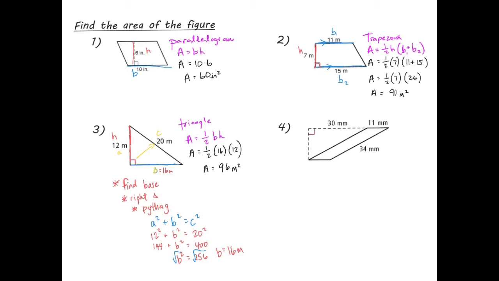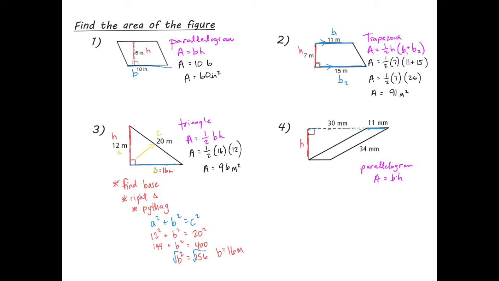And over here on number 4, we're dealing with a parallelogram. Oops, can't spell. There we go. And the formula is area equals base times height. Now you're going to notice on this one, I've got my base over here, and the perpendicular segment with that, follow the dashed line, is over here. So that means this would be my height, because that 11 millimeters is perpendicular to our height.